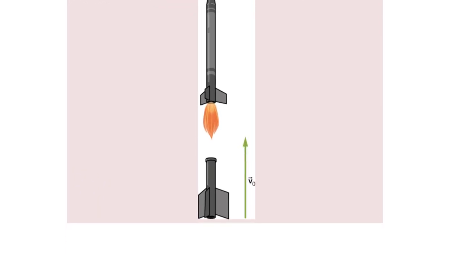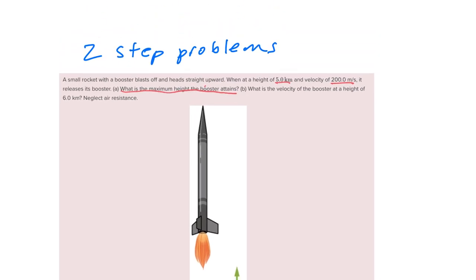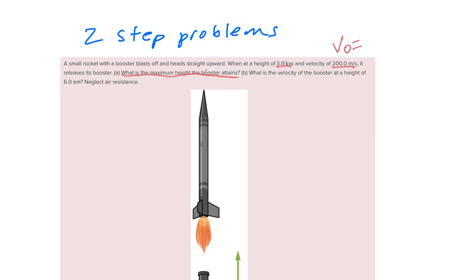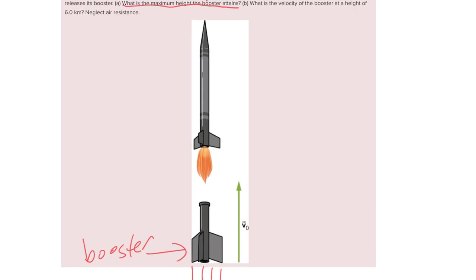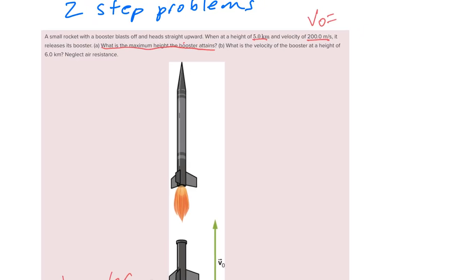Okay, here's the booster. This part right here is the booster. So the booster had a speed of 200 meters per second when it was released. So did the rocket, but it was part of the rocket. So the Vo of the booster is 200. What is the velocity of the booster at a height of 6 kilometers? Okay, so I'm looking for Vf. Of course, a would equal -10 as usual.